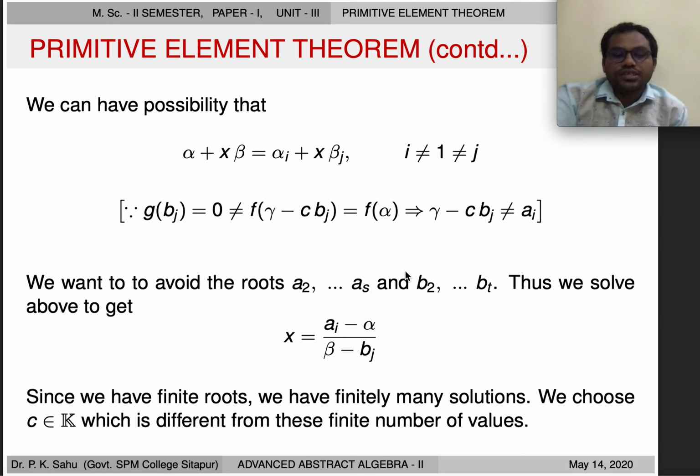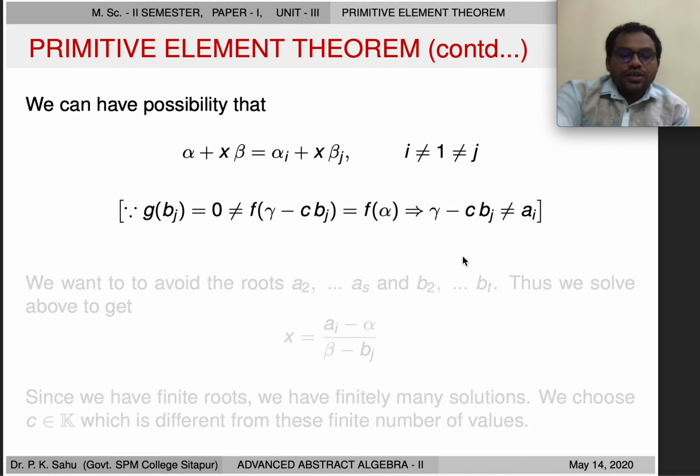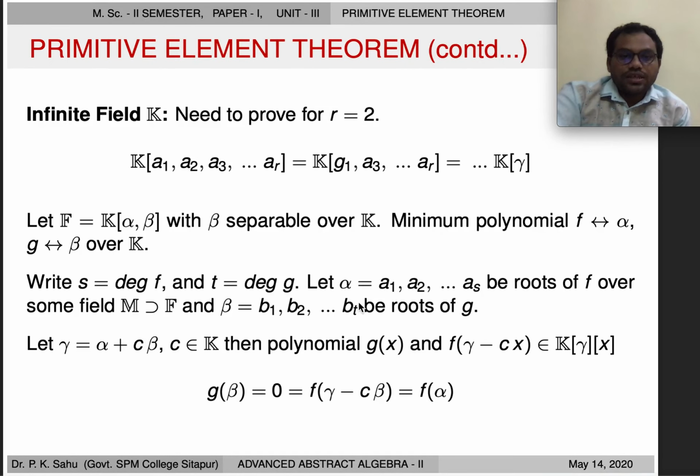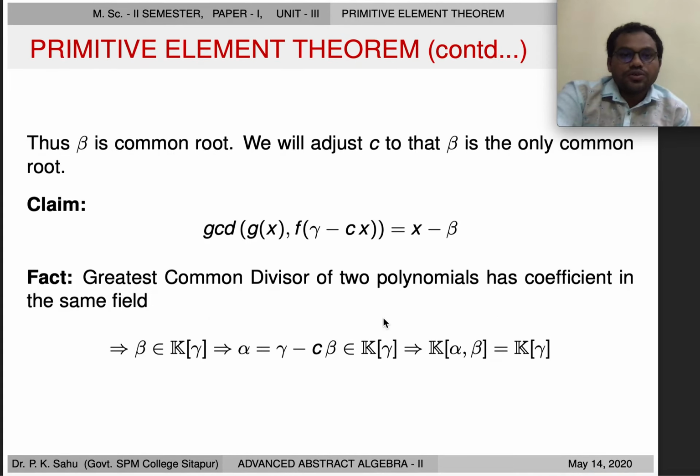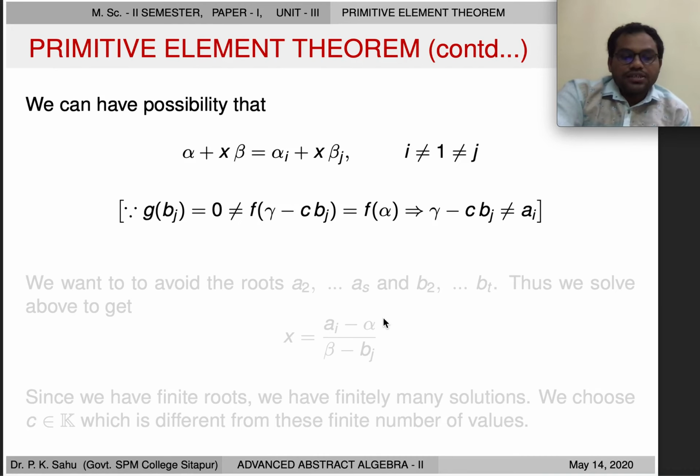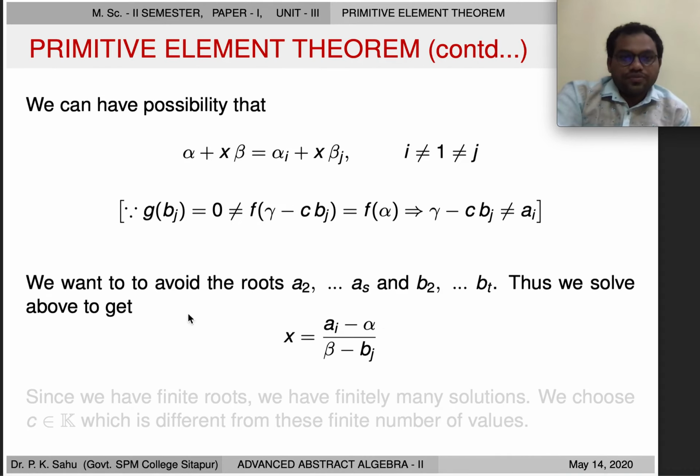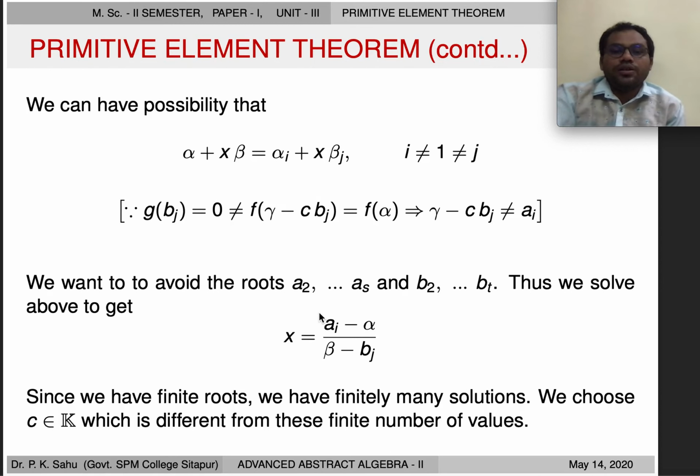Because we have chosen c carefully, we have only one common root beta, and this proves the claim and ends the proof of our theorem. Notice that this is very constructive, because we started with one root of f and one root of g, and then made sure that the other roots a2, a3 all the way to as and b2, b3 all the way to bt do not cause problems, by constructing c in this way. So this is a very constructive proof, and this is the idea of how we can prove the primitive element theorem.